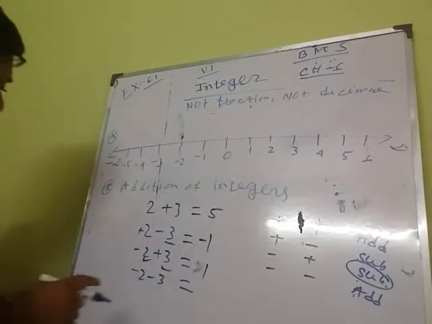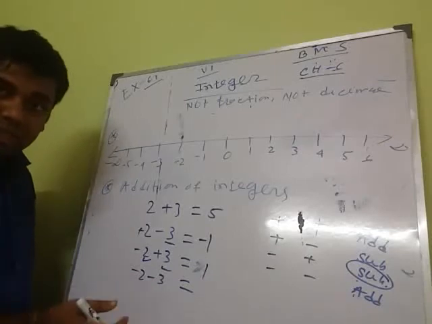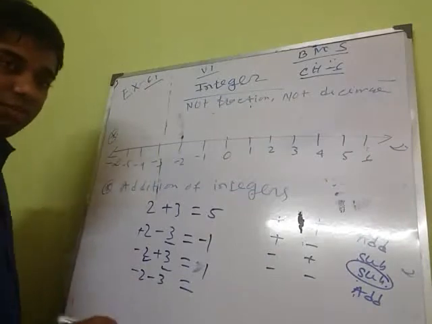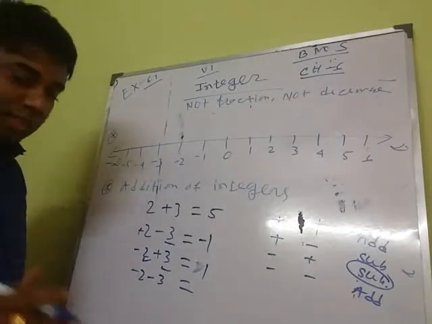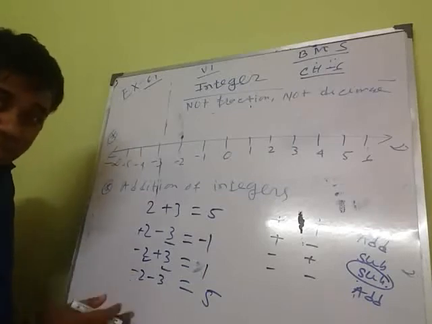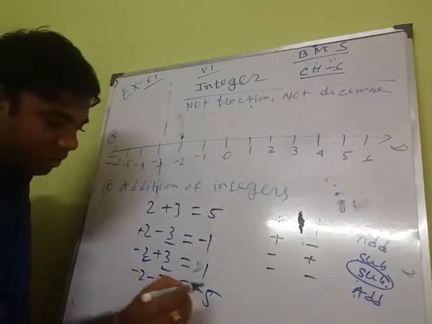Next, minus 2 minus 3. Both signs are the same, that is negative. Same signs mean add. If you add 2 and 3, it is 5. And what will be the sign? The sign given there is minus. So it will be minus 5.